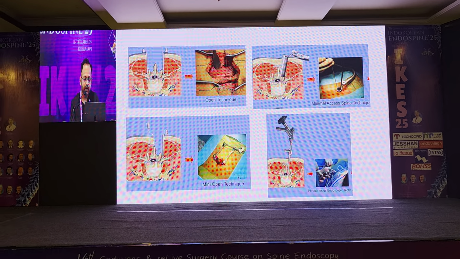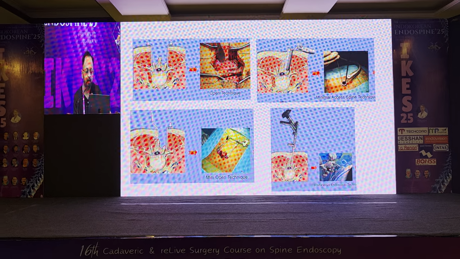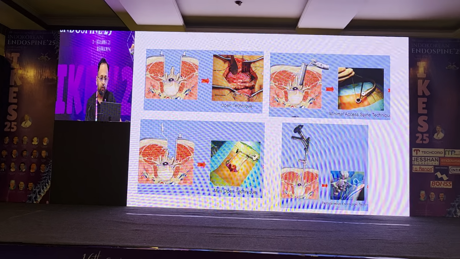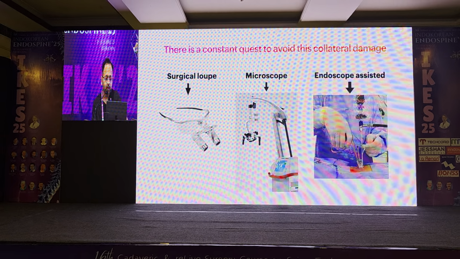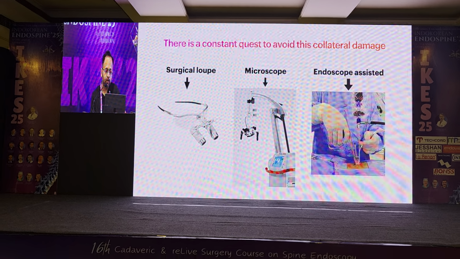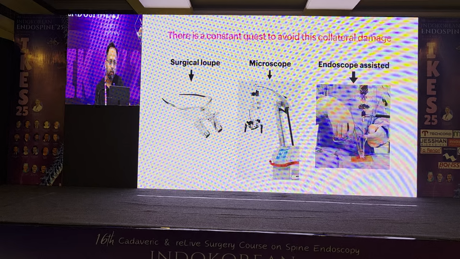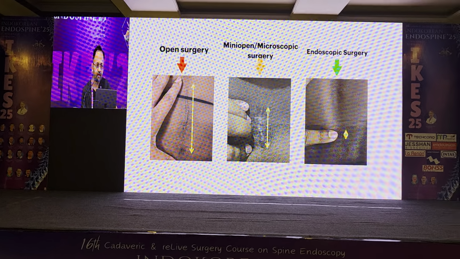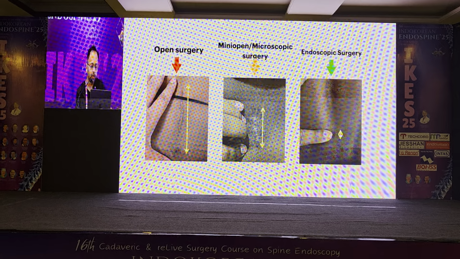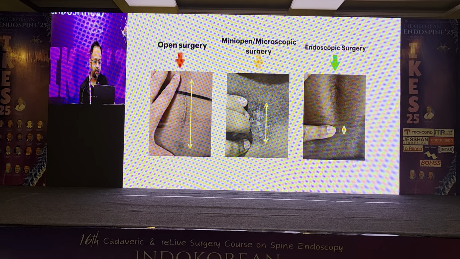It started with open technique, then mini open, then tubular, then endoscopic assist. So ultimately there is a constant quest to avoid this collateral damage. That started with use of surgical loops, microscope, endoscopic assisted. These are the scars of open surgery, mini open and microscopic surgery, and endoscopic surgery.